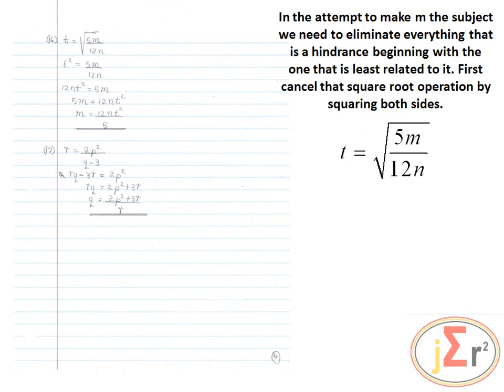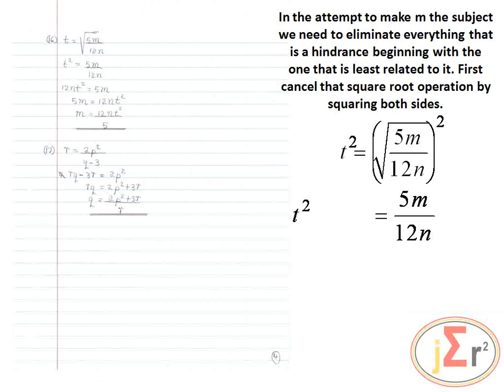In the attempt to make m the subject, we need to eliminate everything that is a hindrance, beginning with the one that is least related to it. First, cancel that square root operation by squaring both sides, and we have done that on a few occasions. And what will happen? The square root will be eliminated from the right hand side by squaring, and we also have to square that left hand side where the square remains.